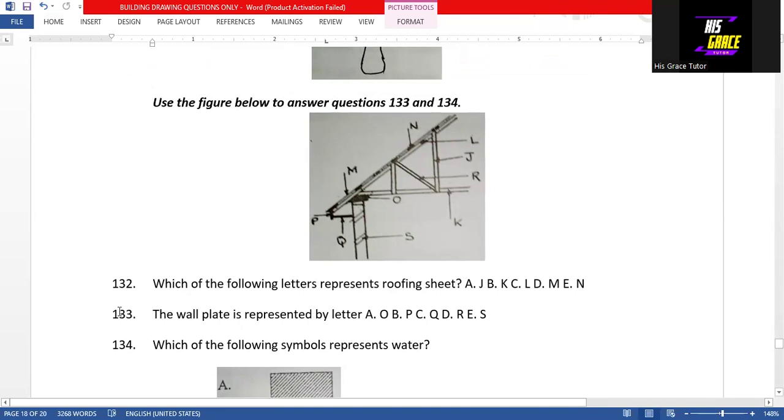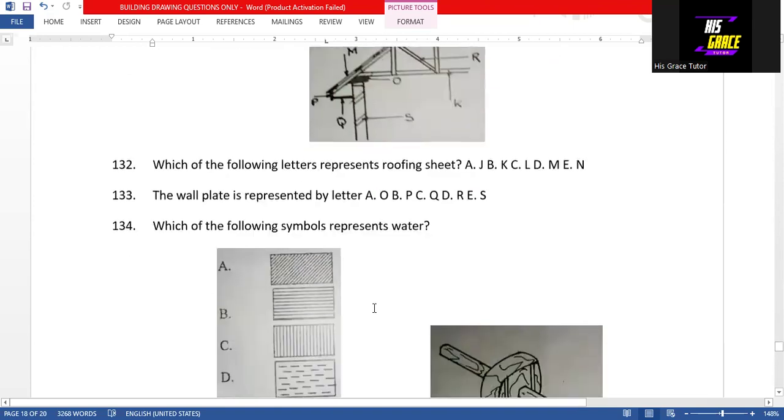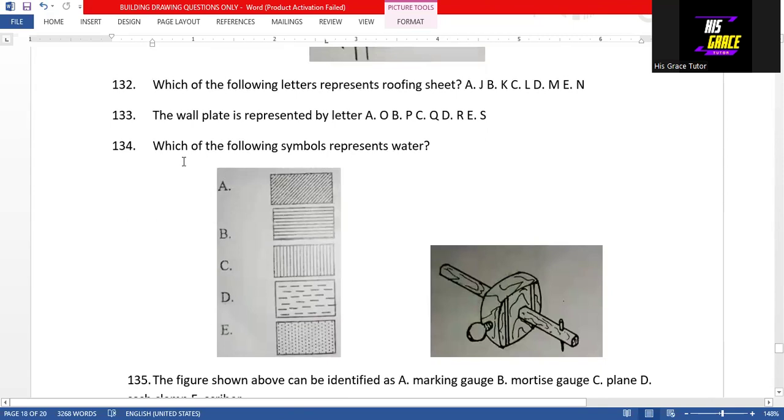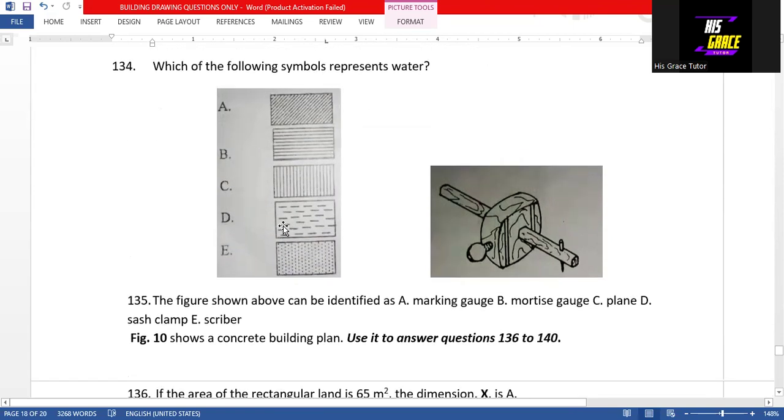Then question 133. The wall plate is represented by letter O, so option A is the answer to question 133. Question 134, which of the following symbols represents water? That is option D, the answer to question 134.